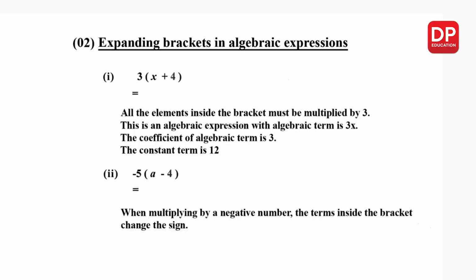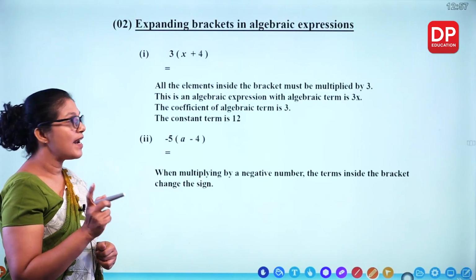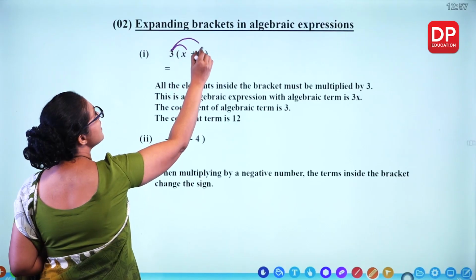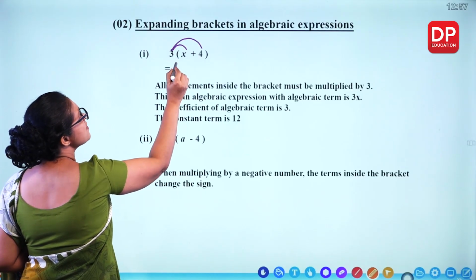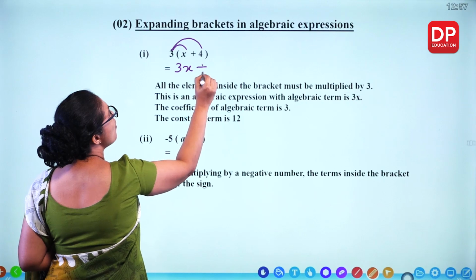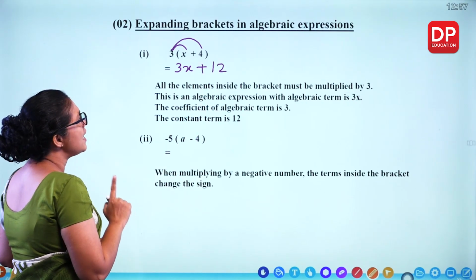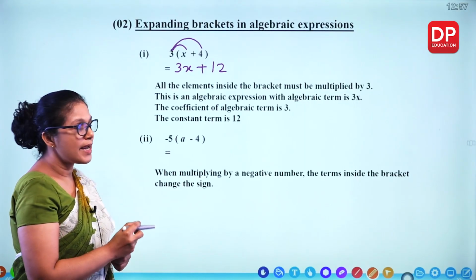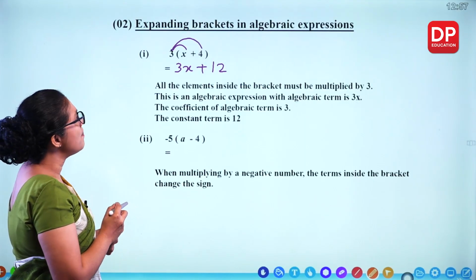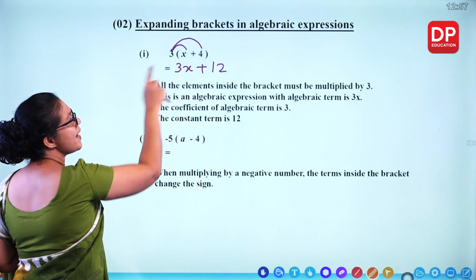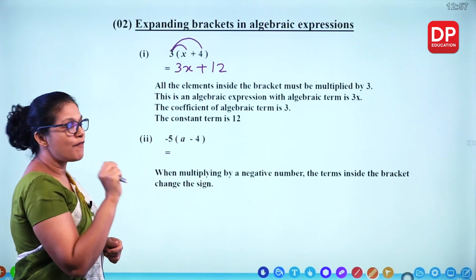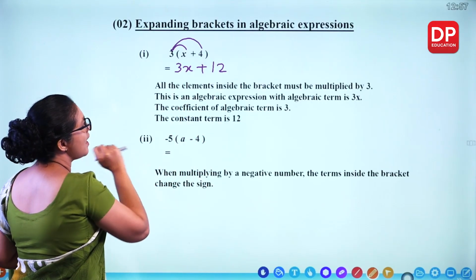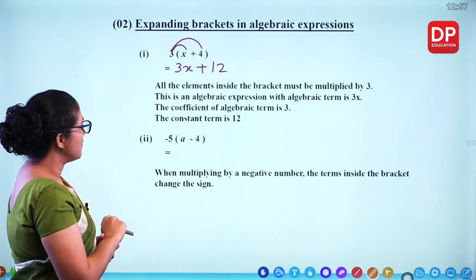Expanding brackets in algebraic expressions. You have done this before in grade 8. How do you expand? Multiply the first term with the first and then the second. So 3 times x is 3x, 3 times 4 is plus 12. All the elements inside the brackets must be multiplied by 3. This is an algebraic expression where the algebraic term is 3x, the coefficient of the algebraic term is 3, and the constant term is 12.